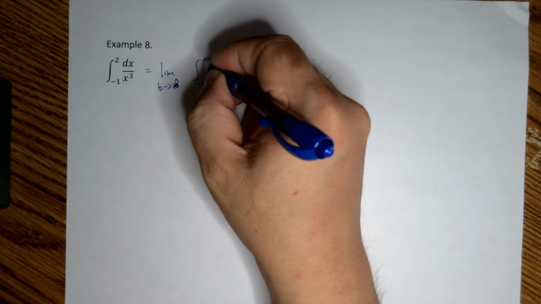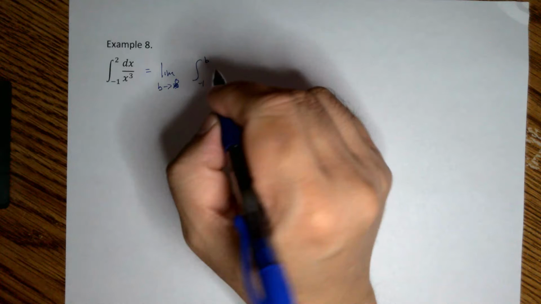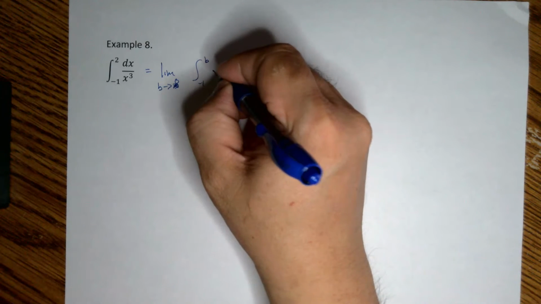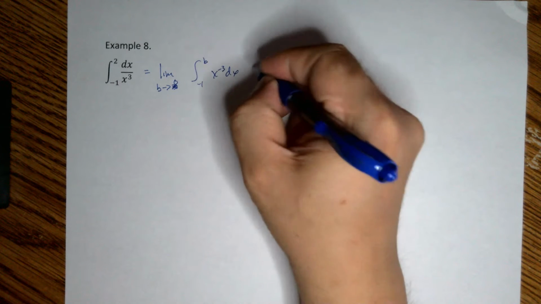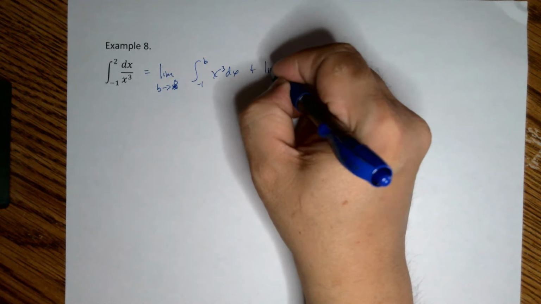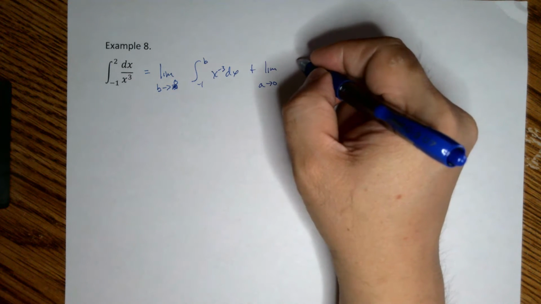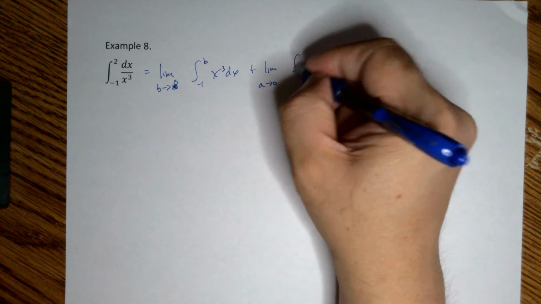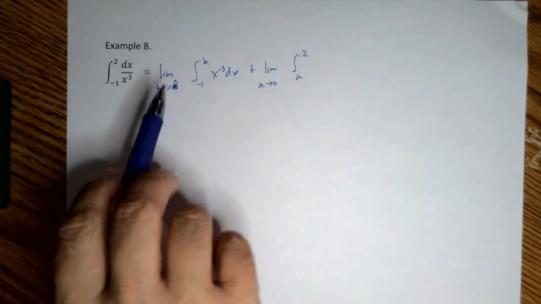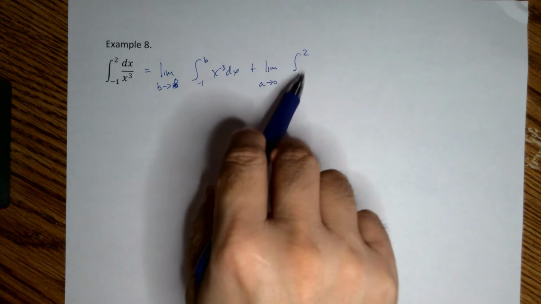By the way, you can use whatever letter you want. So that's x to the -3 dx plus the limit as a goes to 0, and I want to go from 2 to a. So basically I'm going -1 to 0, 0 to 2.